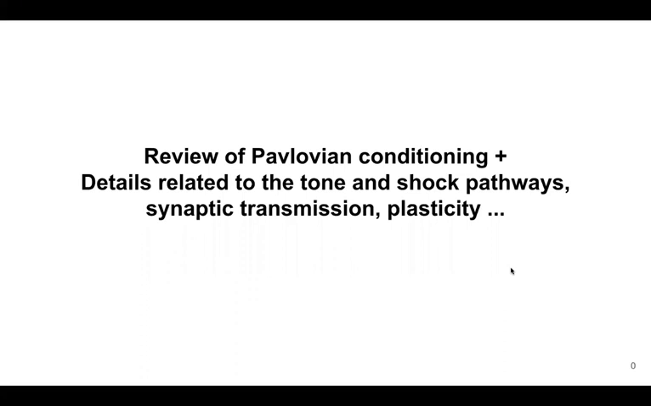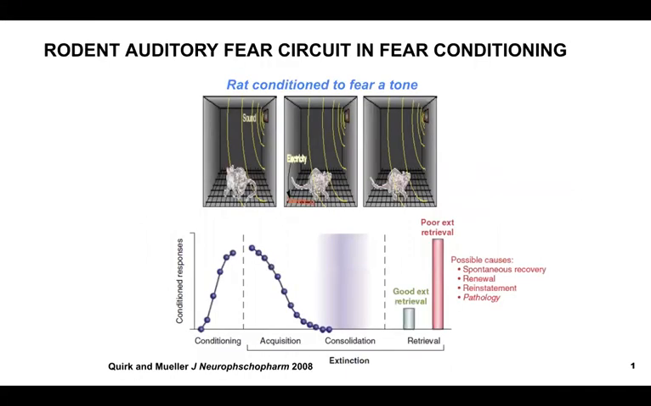And in this video, we will build upon the prior one where you performed the activity of sketching a simplified mammalian fear circuit. We will focus on components in the fear circuit, looking at more details at the cellular and behavioral levels. So in this example of Pavlovian auditory fear conditioning, a rodent is conditioned to associate a tone with a mild foot shock, as we saw in the previous video.